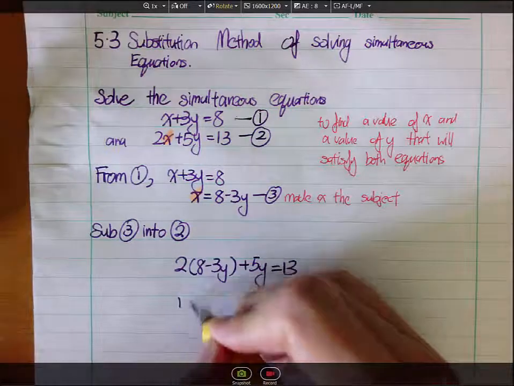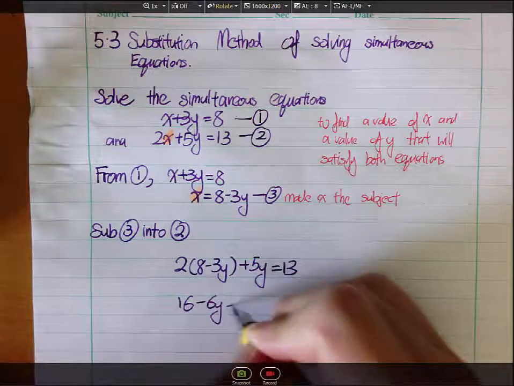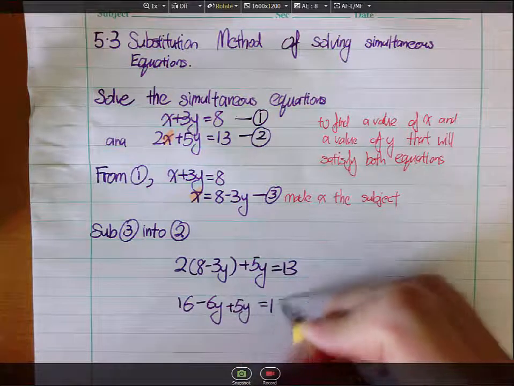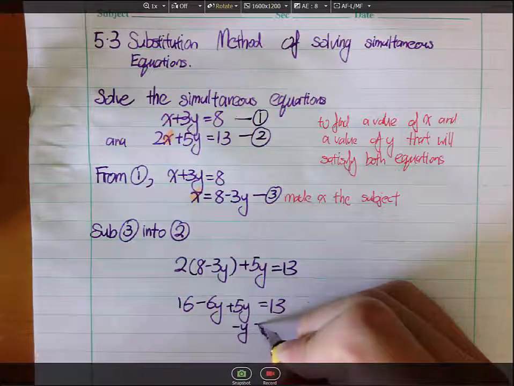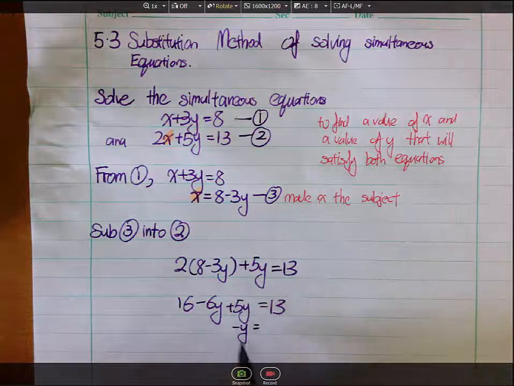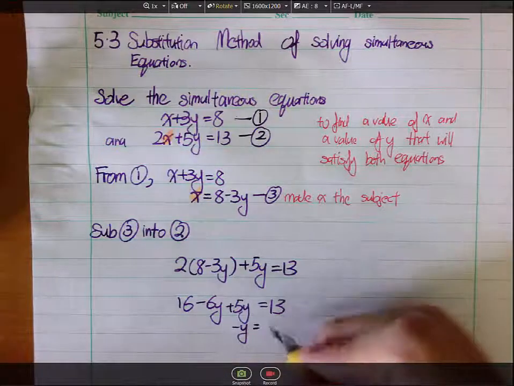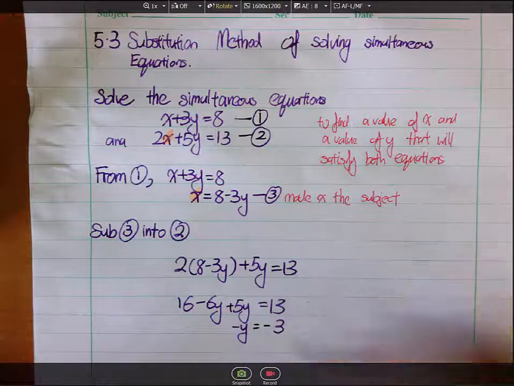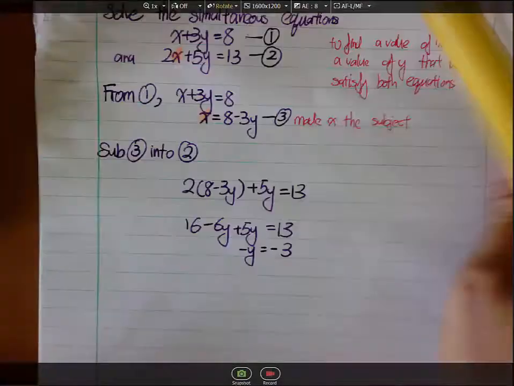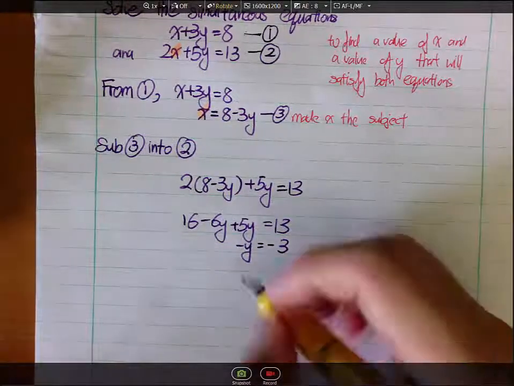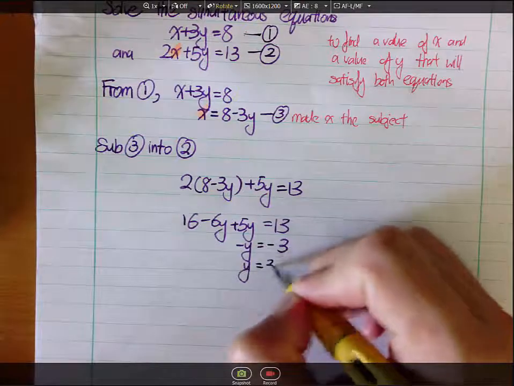So we expand the brackets. Negative 6y plus 5y is negative y. 13 minus 16 is negative 3. To solve this, I multiply by negative 1 on both sides of my equation. I get y equals 3.